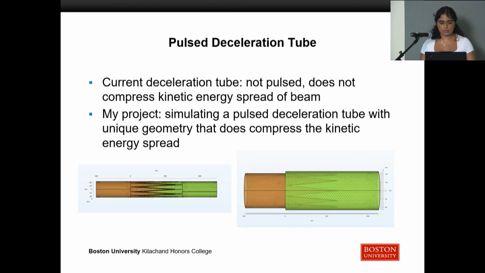So my project is simulating a pulse deceleration tube that has a unique geometry. You can see the serrated crown structure is not commonly used in deceleration tubes. This unique geometry compresses the kinetic energy spread, and we also change the voltage from a certain threshold down to 0 in order to pulse the kinetic energy.